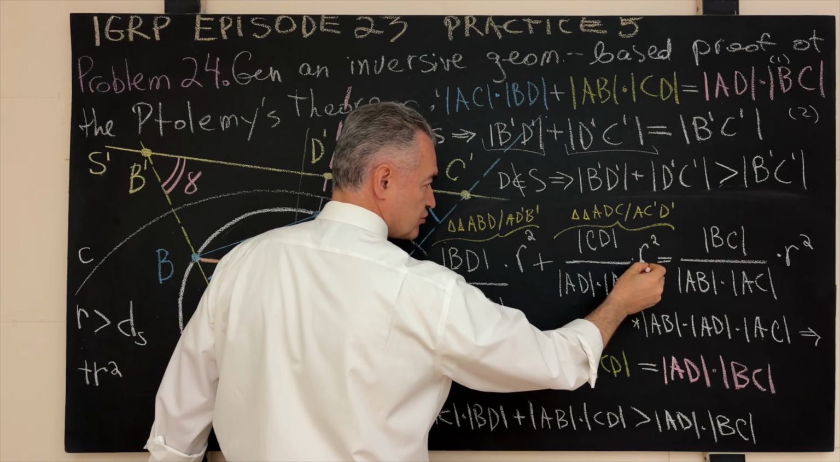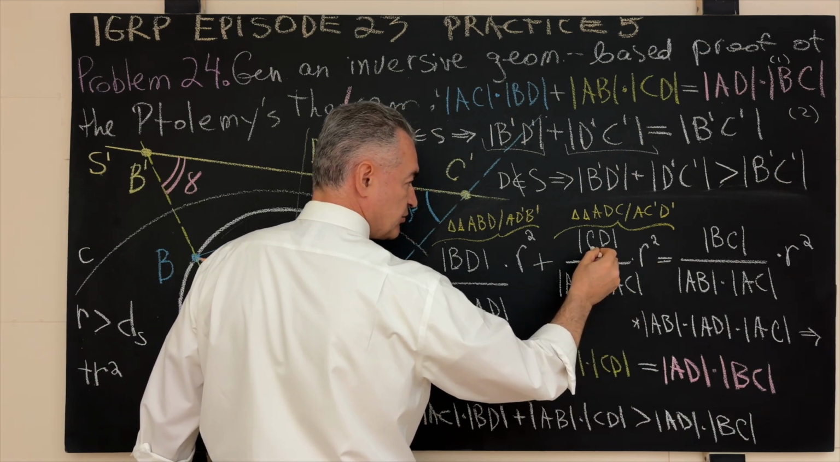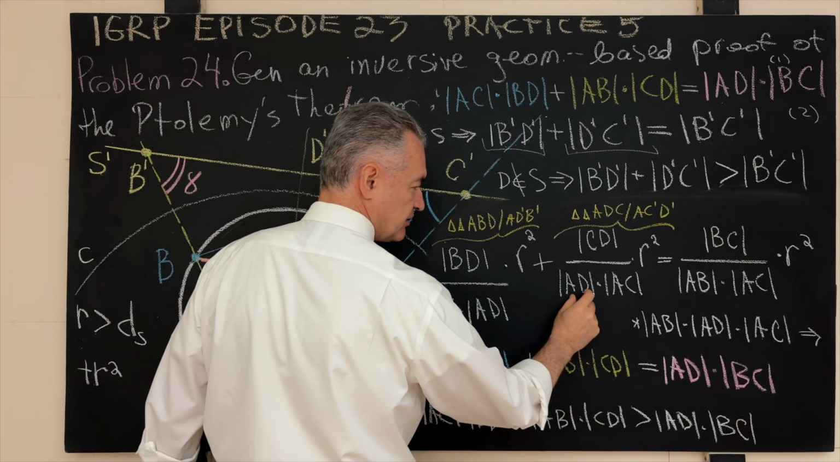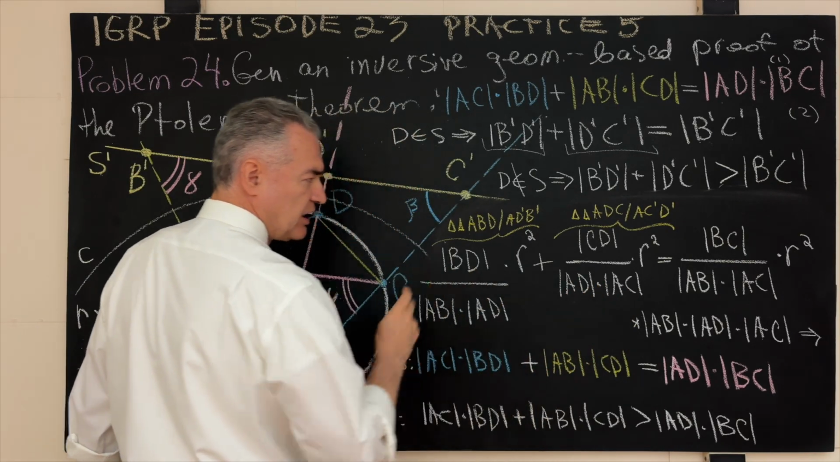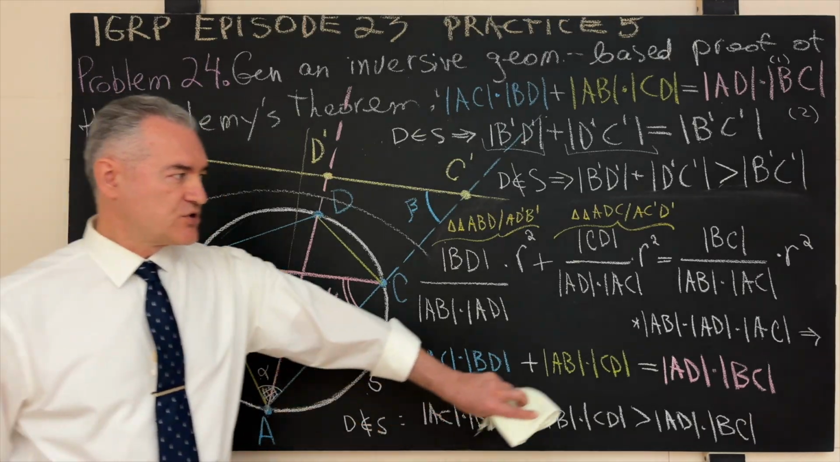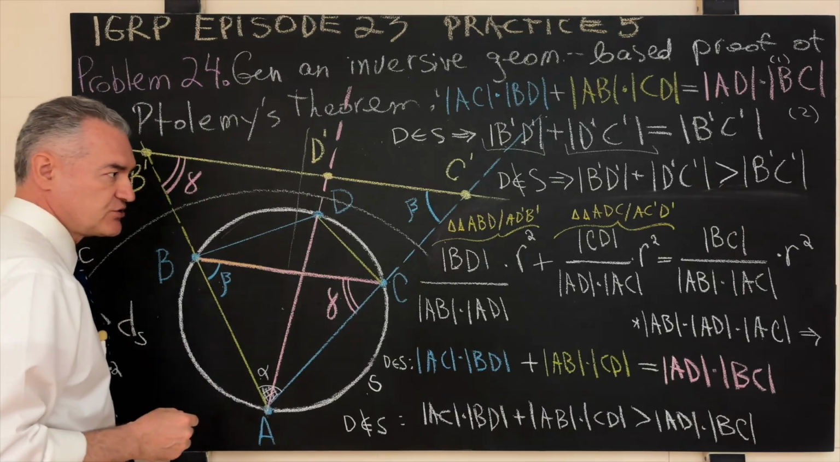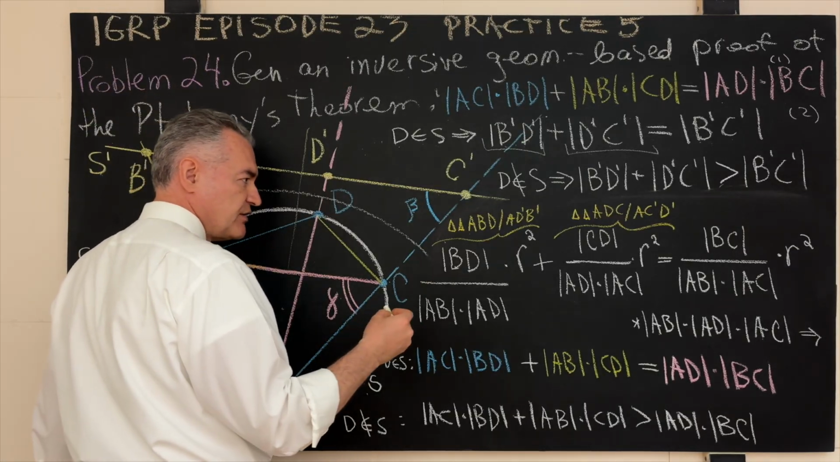The radius of inversion squared times the distance between the points C and D divided by the product of the distances between the points A and D and A and C. We do it in exactly the same way in which we obtained this relation. I will not spend any more time on it. This is quite straightforward. This is all middle school arithmetic at this point.